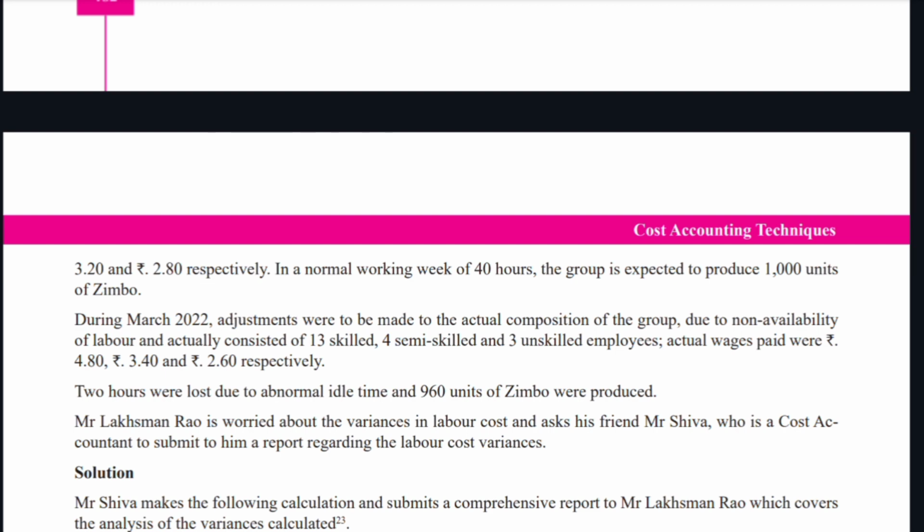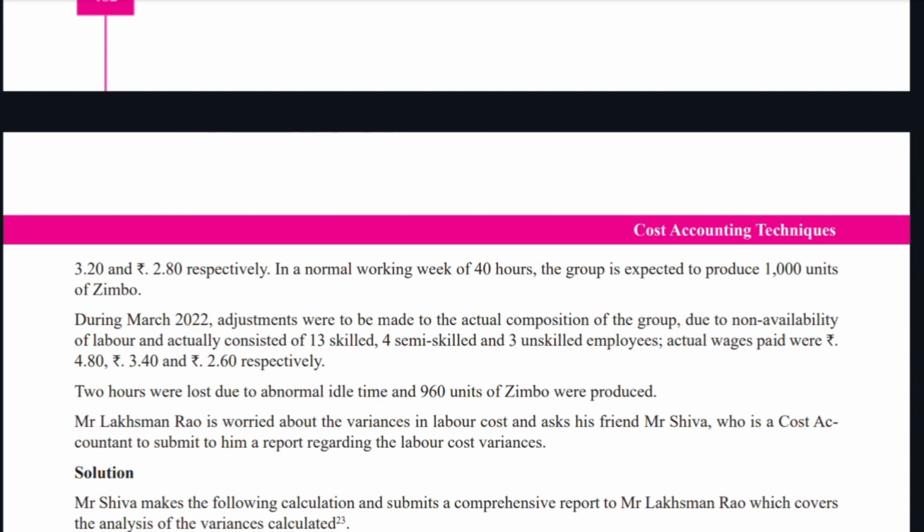During March 2022, adjustments were to be made to the actual composition of the group due to non-availability of labor and actually consisted of 30 skilled, 4 semi-skilled and 3 unskilled employees. Actual wages paid were Rs 4.80, Rs 3.40 and Rs 2.60 respectively. 2 hours were lost due to abnormal idle time and 960 units of Zimbo were produced.